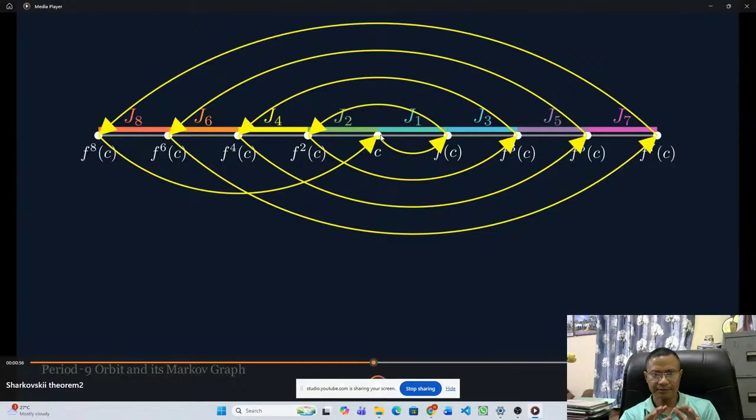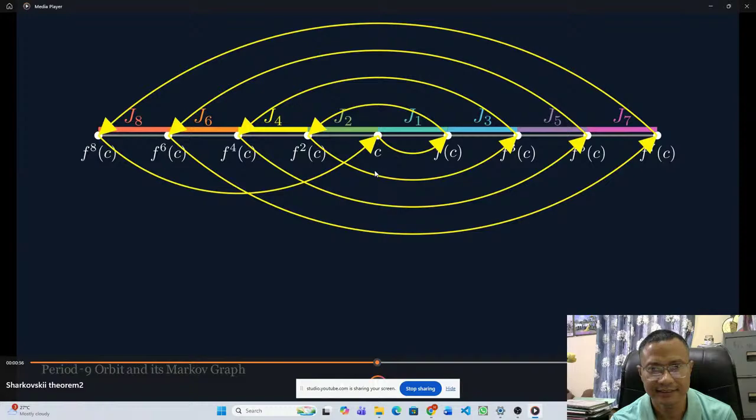But if the phase portrait of the orbit is in this particular form, then there will not be a periodic point of period 3, there will not be a periodic point of period 7, there will not be a periodic point of period 5 also. But all other periodic points of period n, which are less than 9, can be found from the Markov graph. That is the theorem.